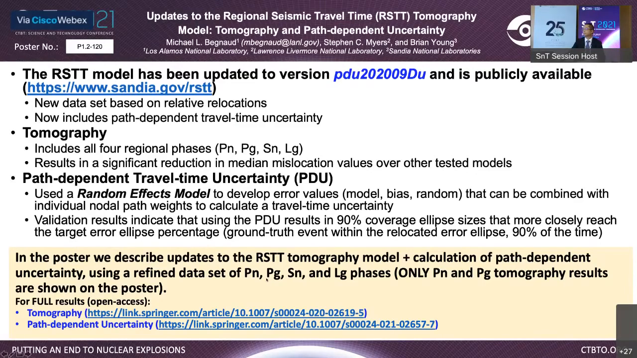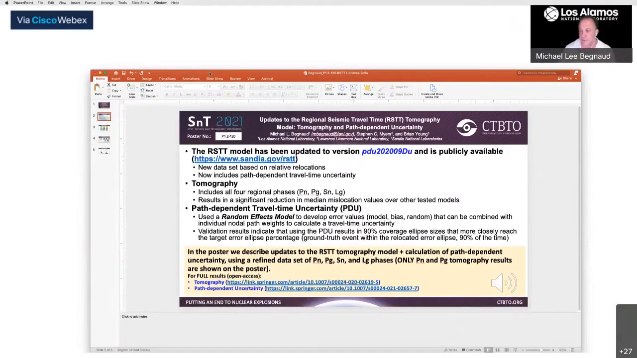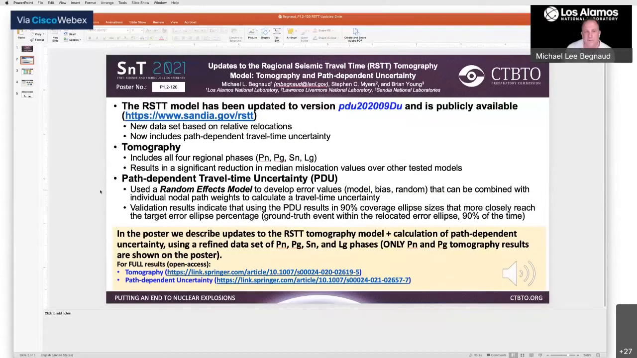Sorry, because I was trying to play the pre-recorded talk like they instructed. So this is the updated RSTT model. We have tomography that includes all four regional phases. The results have a significant reduction in the median mislocation values over the tested models. One of the brand new things is the path-dependent travel time uncertainty in the model, where we use a random effects model. And the validation results indicate that this results in 90% coverage ellipse sizes that more closely reach the target error ellipse percentage.